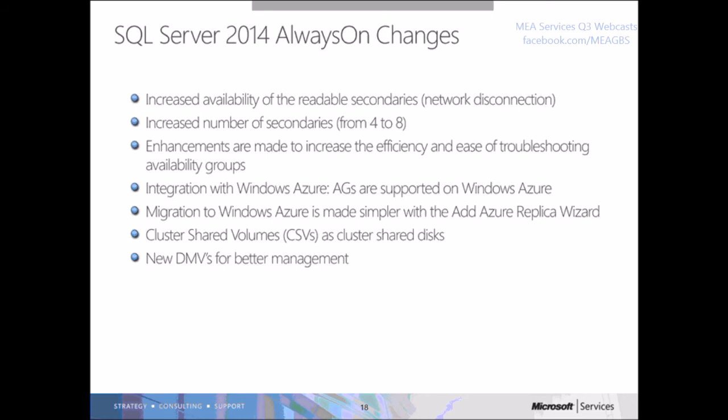In terms of taking your databases into the cloud, there is quite a bit of improvement here as well, so that you can migrate to Windows Azure by using the Add Azure Replica wizard. That is, you can add an AlwaysOn Secondary to be on the cloud as well. This wizard basically creates the new replica for the availability group, kind of an end-to-end process. So that's another new feature.